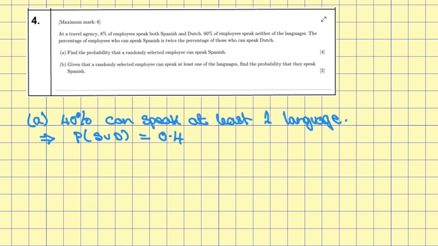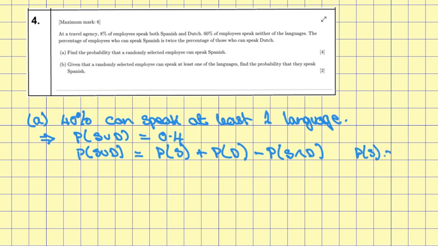From the formula booklet, we know that the probability of S union D is equal to the probability of S plus the probability of D minus the probability of S intersection D. We're also told that twice as many people speak Spanish. So therefore, the probability of S is equal to 2 times the probability of D.